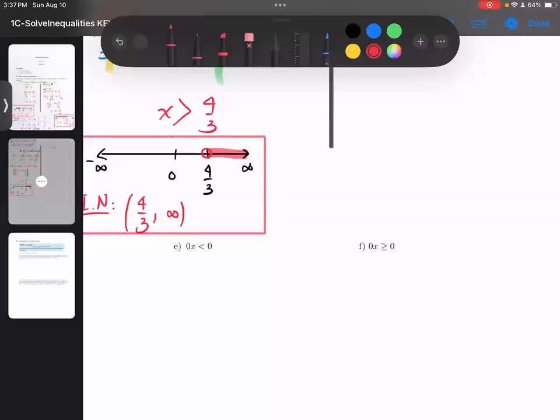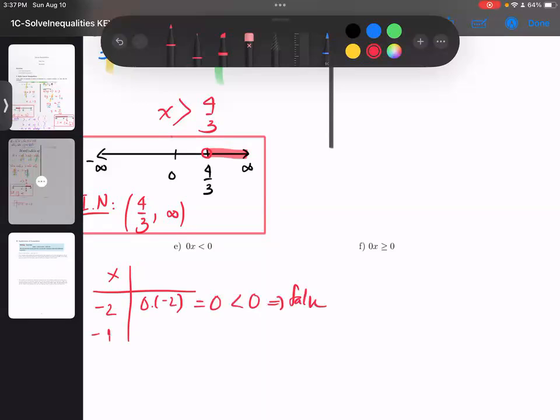Part E, 0x is less than 0. Does it make any sense? Just pick a few numbers. Let's say x equals something and then see what happens. If x equals -2, 0 times -2 is 0. Is 0 less than 0? No, it's false, right? It's false.